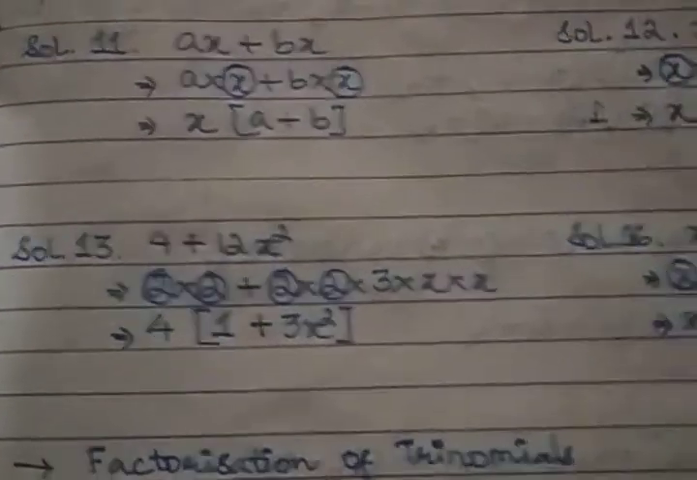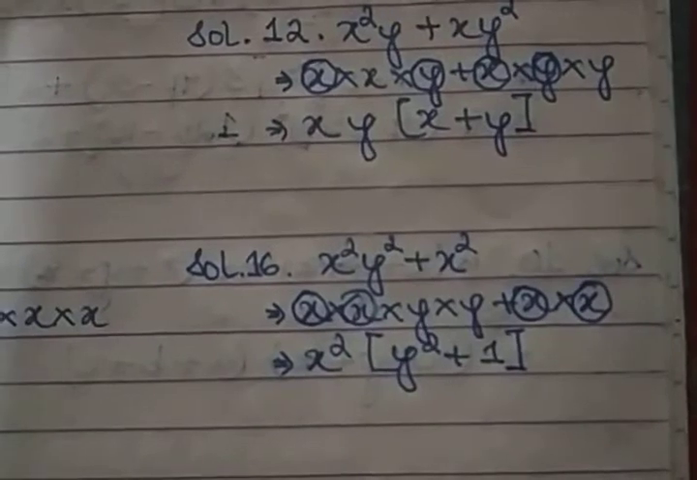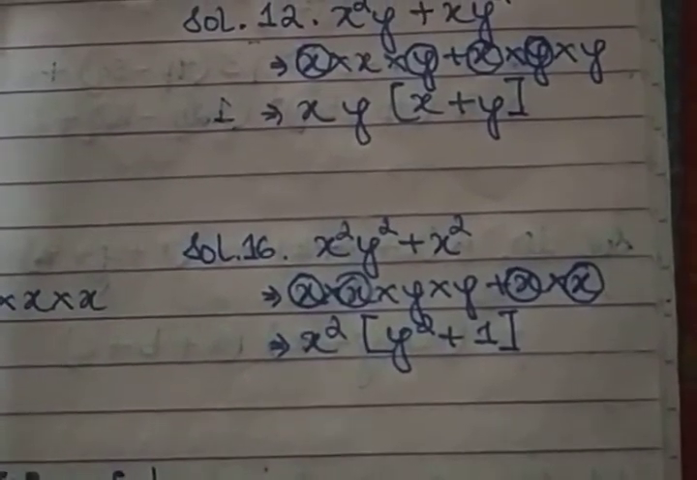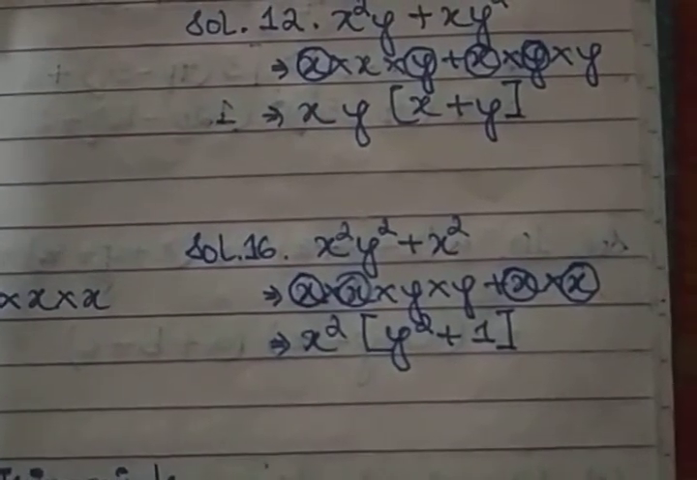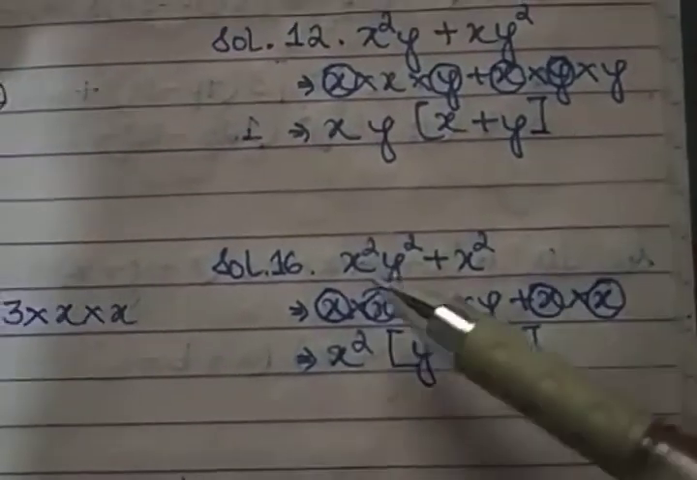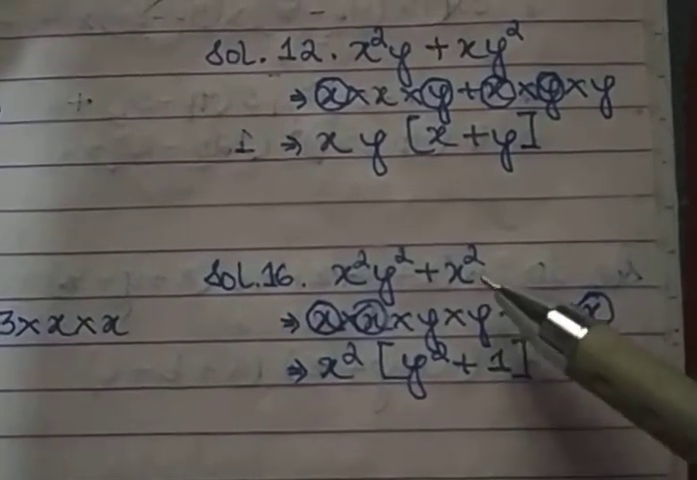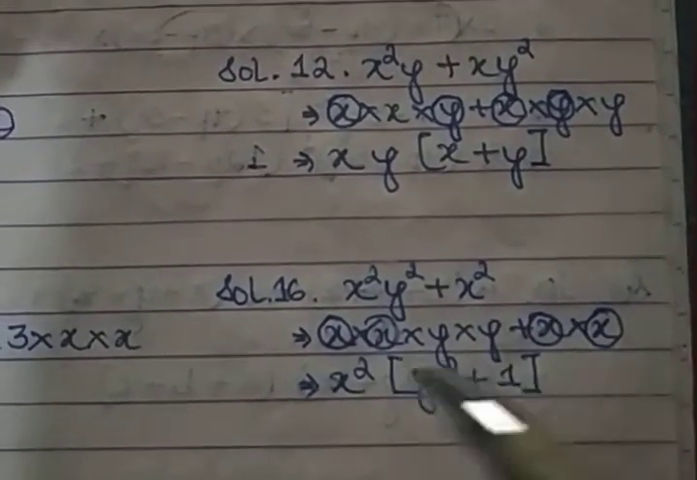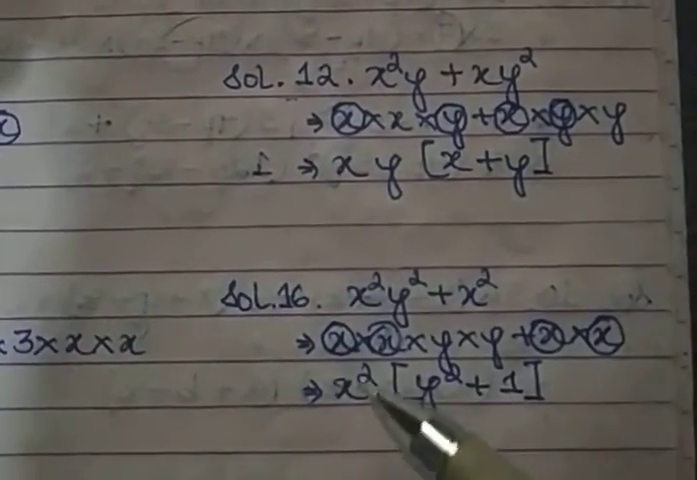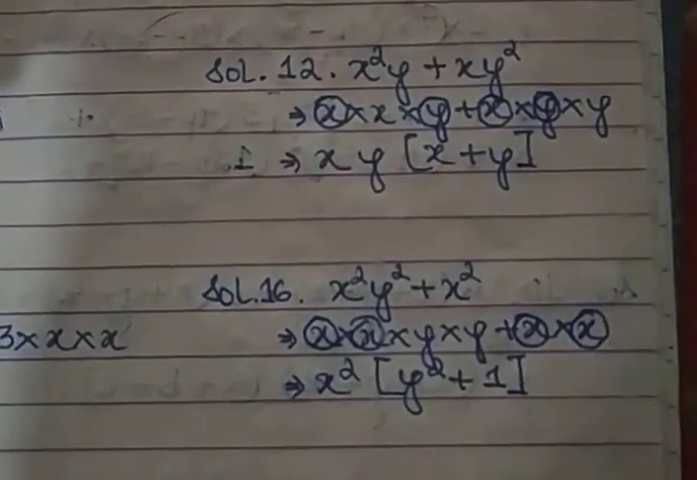Okay, moving on to the next one. For question number 16, I have both terms in terms of variables, that is x squared y squared plus x squared. Again I have expressed the variables in terms of their factors. For x squared I have written x into x, for y squared I have written y into y. Plus, in the second term I have x squared, again x and x. So what do I see from the first term and the second term? I have both the x's as common. If I take x into x, what will it be? X squared. That is why I have written x squared out here.